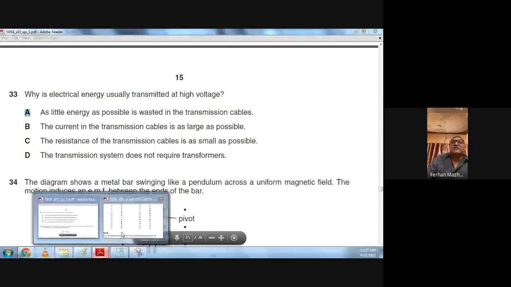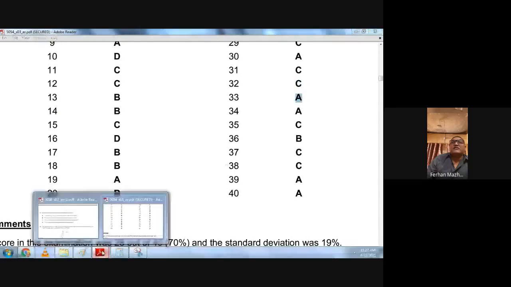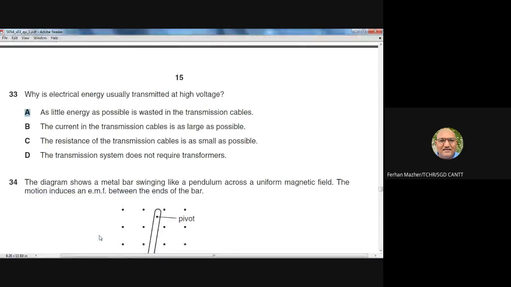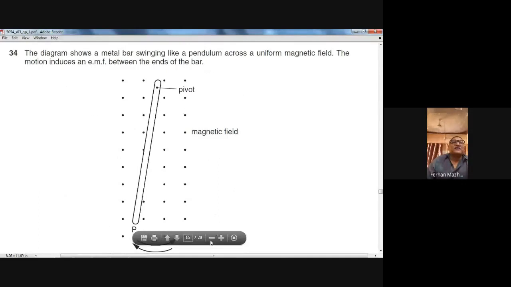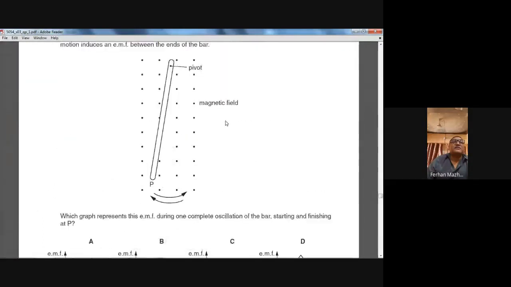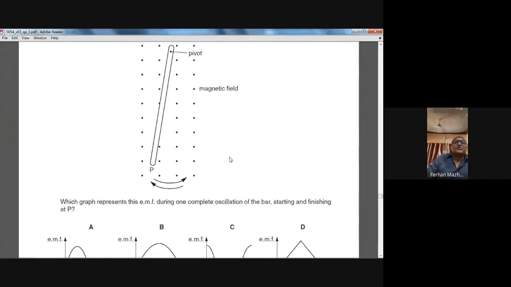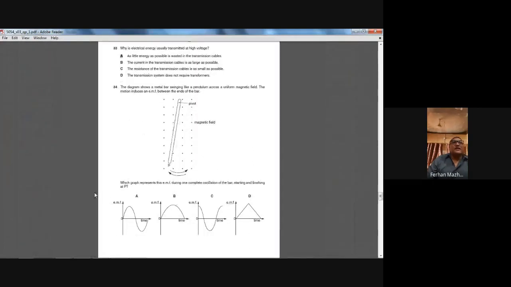Question number 33. It's a very, very famous question, frequently asked. Okay, so we are moving to the next part. The question is on the whole page, so try to understand this.